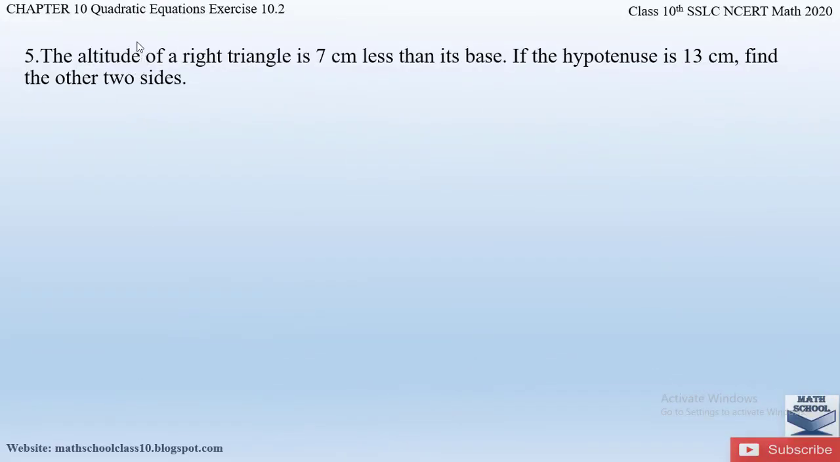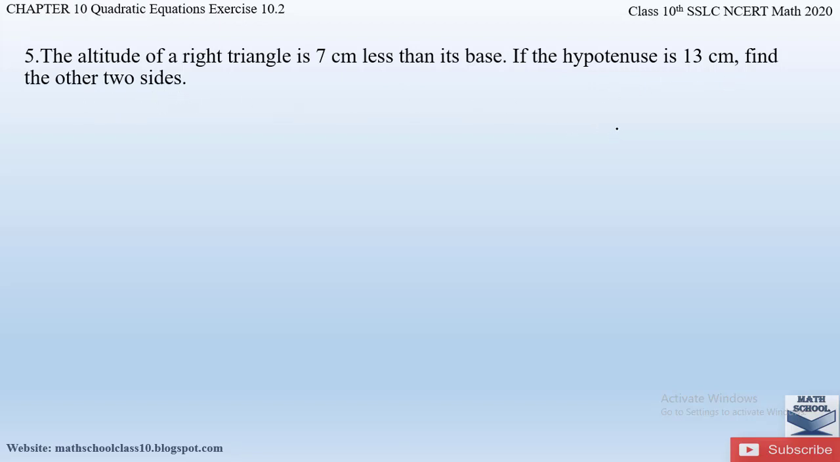Question number 5 from exercise 10.2, chapter number 10, quadratic equations says: the altitude of a right triangle is 7 centimeters less than its base. If the hypotenuse is 13 centimeters, find the other two sides.